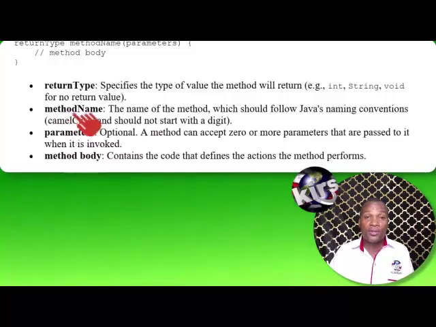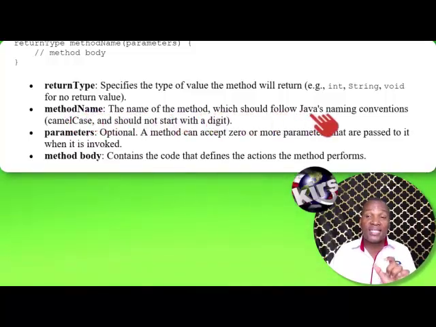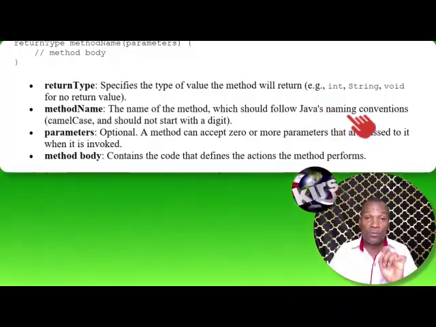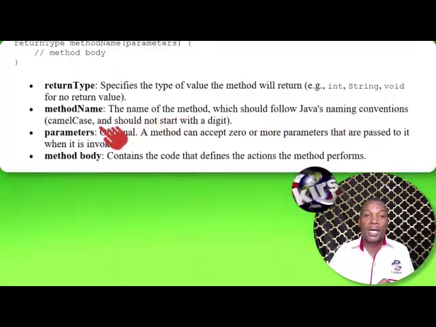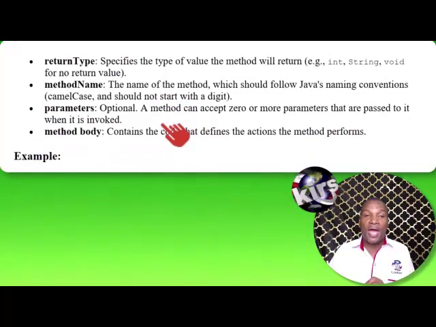Then we have the method name. The name of the method should follow Java's naming conventions, and it also should not be in uppercase. Then we have the parameters, which are at times optional. A method can accept 0 or more parameters that are passed to it when it is invoked.